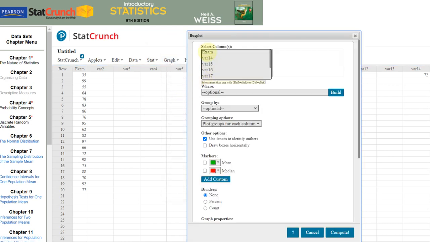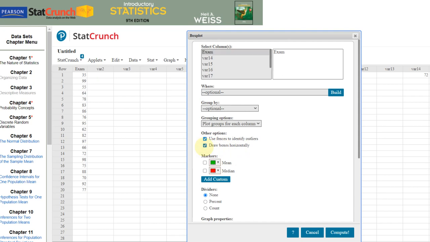Choose a variable, left click once, Exam. Okay, and then down here under other options, it says draw box horizontally. If you don't, it's going to draw it vertically. I like horizontal box plots myself. That's just like the example we did.